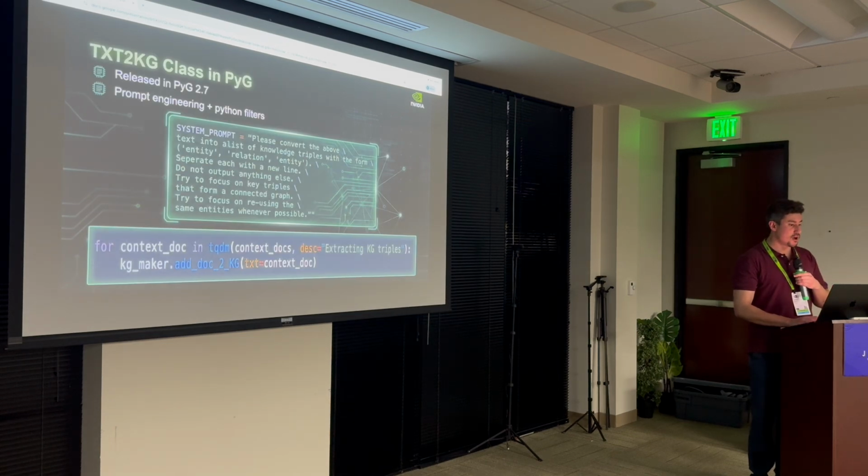As our solution to this problem, we created the text-to-KG class in PyG 2.7. This system consists of a combination of frontier model prompt engineering and some Python filters on top. If you look at the top image, that snippet is the current system prompt for this class. The snippet on the bottom shows how easy it is to use.